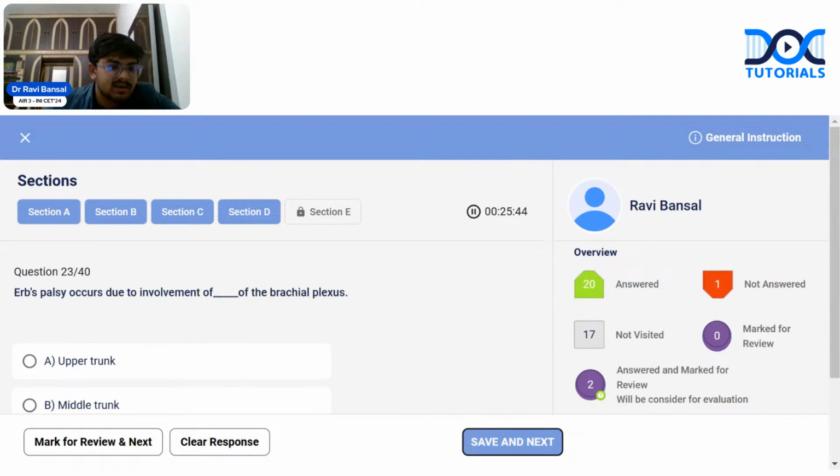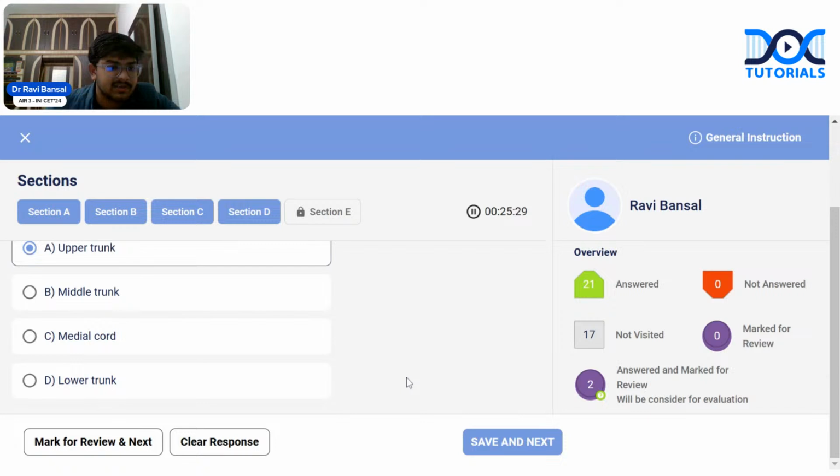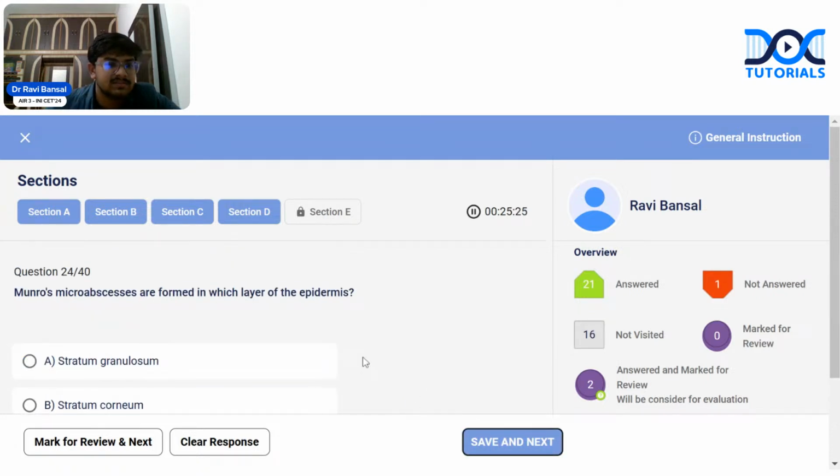Paralysis occurs due to involvement of? This is a 6 point in the brachial plexus, C5, C6 upper trunk, obviously. There are only two congenital palsies. Klumpke is C8, T1 lower trunk; Erb's palsy is C5, C6 upper trunk. For the middle trunk or medial cord there is no congenital palsy we read.